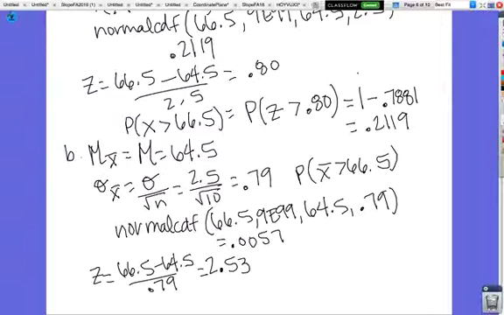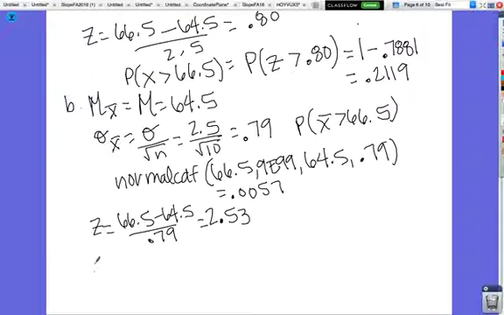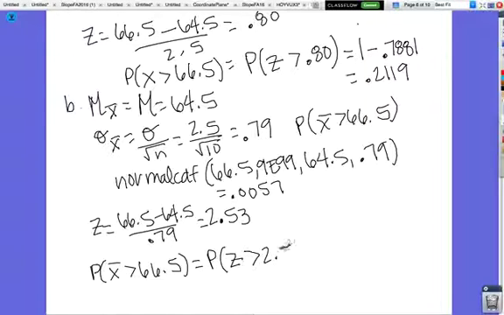And so then, because you're finding the probability your X bar is greater than 66.5, that means that you're really finding on the standard normal table the probability that your Z is greater than 2.53. So because it's a greater than, you're going to say 1 minus whatever 2.53 gives you on the normal table, and that would be 0.9943 if you're to look it up.